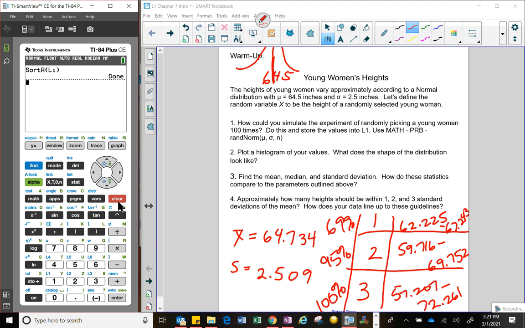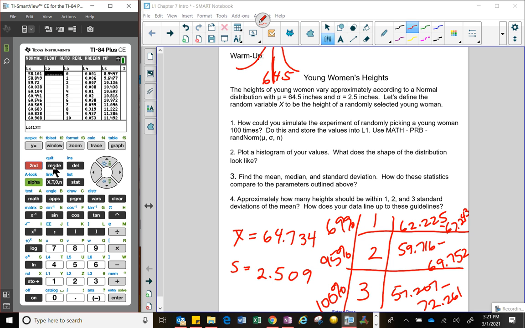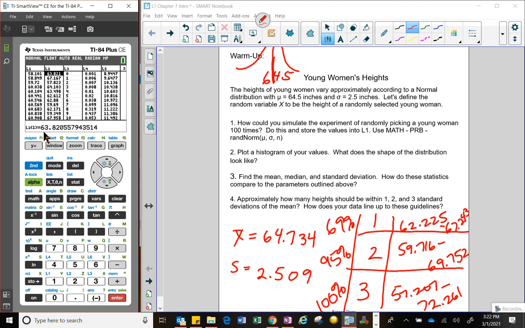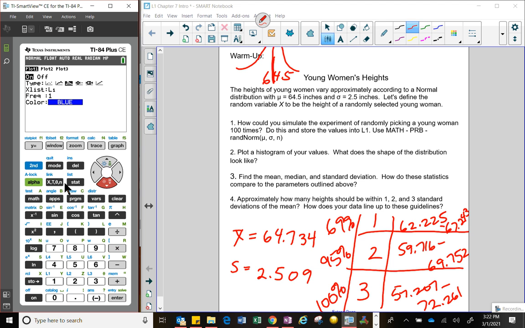Now, let me very quickly, I'm not going to go through this whole thing again, but I cleared out L2, and if I do this whole thing again, I'm going to go to Math, PRB, Random Normal, and select another 100 women randomly from this normal population, and store them into L2. So I have another 100 women now stored into L2. It was simulated that we randomly selected them using the calculator. Now, if I quickly look, what does that histogram look like? I'm just going to make a graph of L2. Look, that's much more symmetric looking.